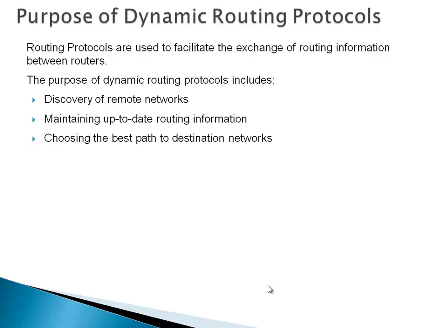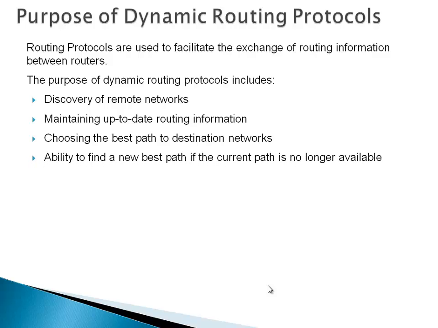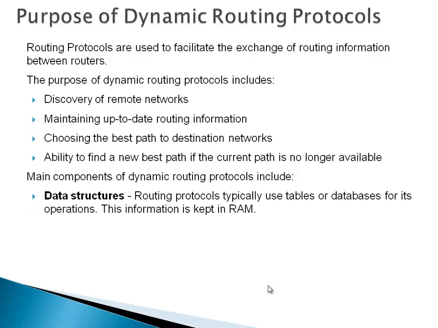Choosing the best path to the destination network. So if you find two or three ways to get to the destination network, it will find the best path to get there. And the last one, the ability to find a new best path if the current path is no longer available. If the current path goes down, you have to try and find another alternative path. Main components of dynamic routing protocols include data structures.